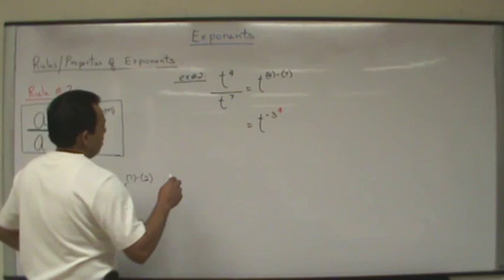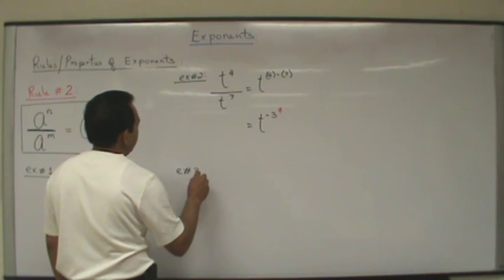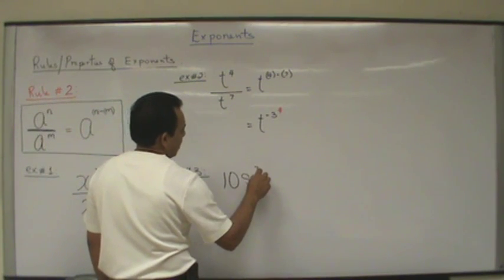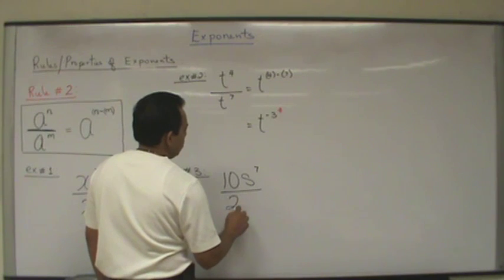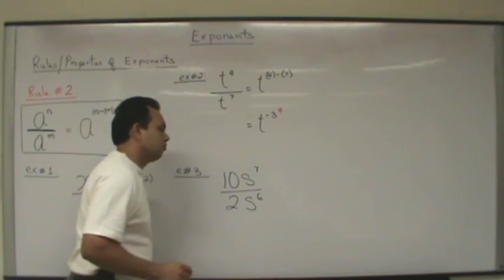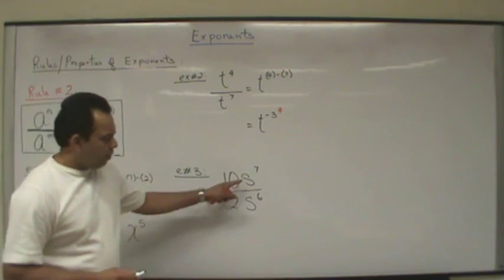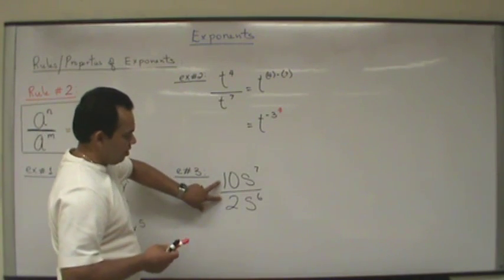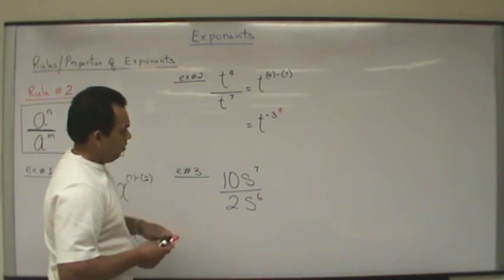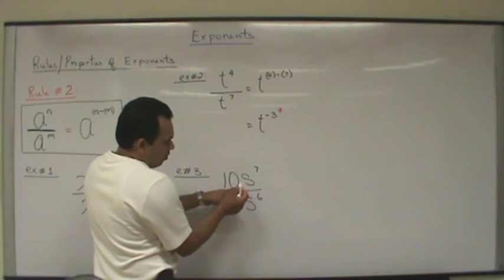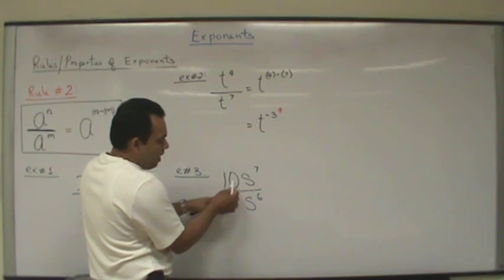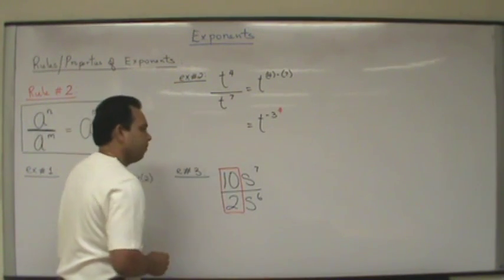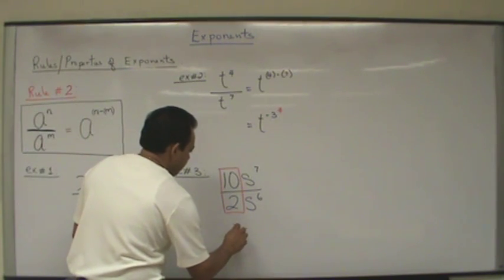Let's look at another example. Example number 3. How about if I have 10s to the 7th power divided by 2s to the 6th power? So we see that we have the same bases, the letter s, but once again, we have coefficients, 10 divided by 2. So there is an invisible multiplication between the 10 and the s, so we could actually divide. What is 10 divided by 2? How about if I do this part here first? 10 divided by 2, we know is 5.